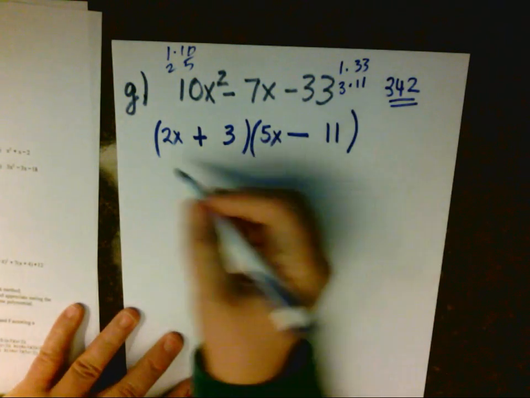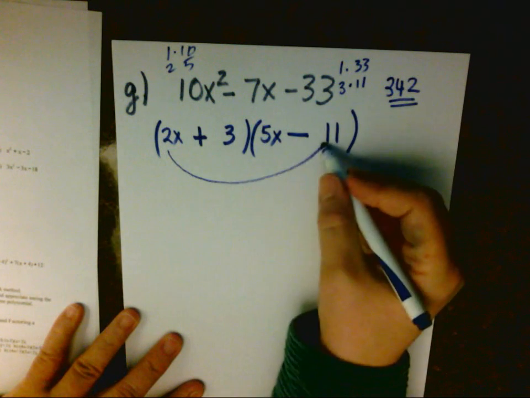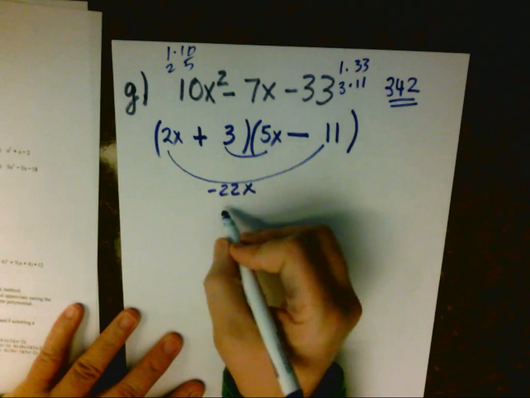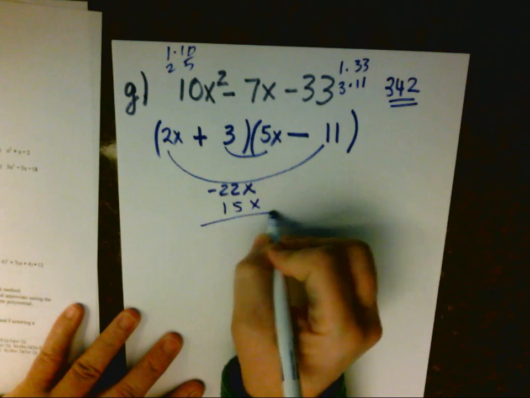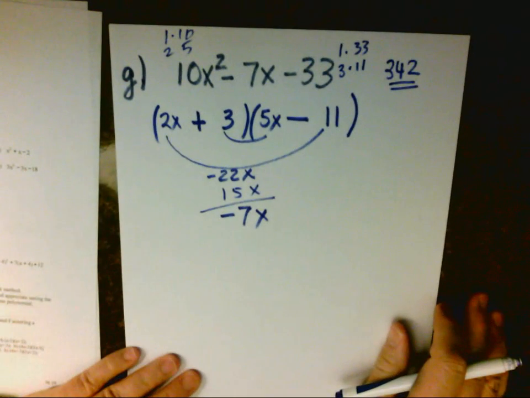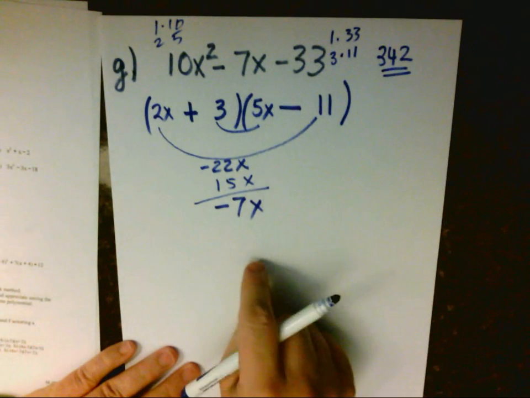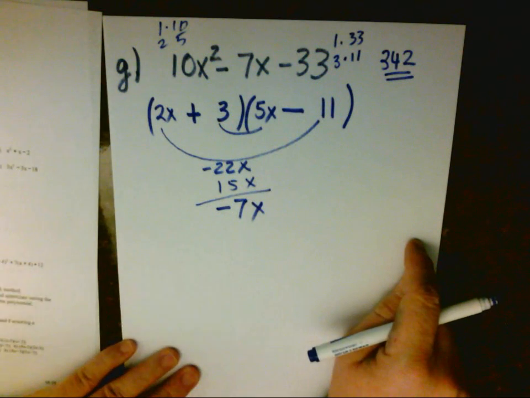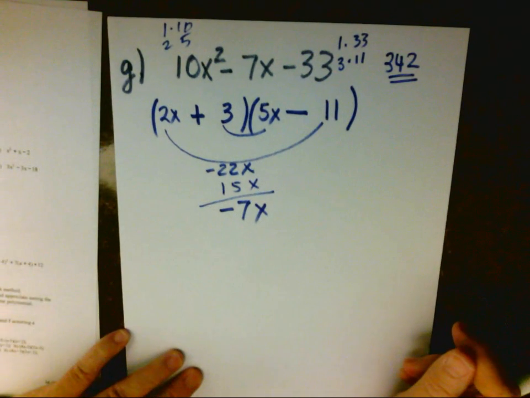So I'm going to multiply these two, and I get a negative 22x on the outside and a positive 15x on the inside. I'll be darned, I got it, okay? Negative 7x is exactly what we needed. Got it on the first try. That doesn't often happen, okay? But sometimes you get lucky.